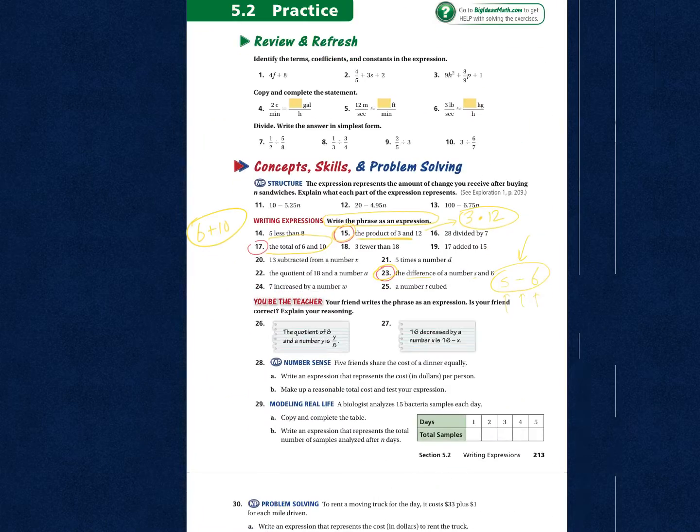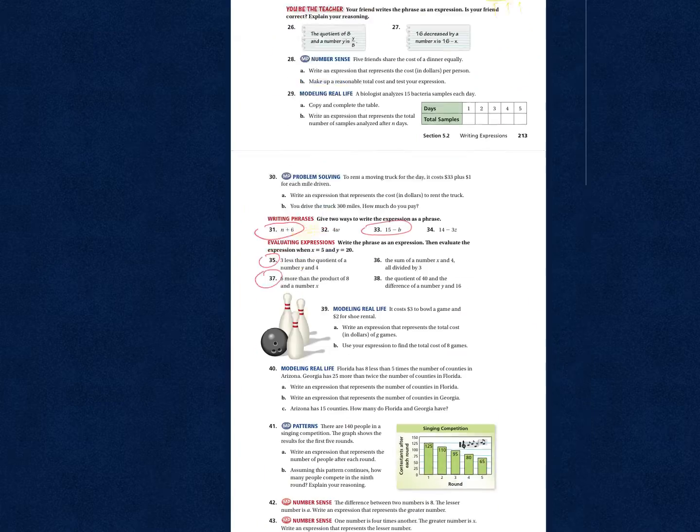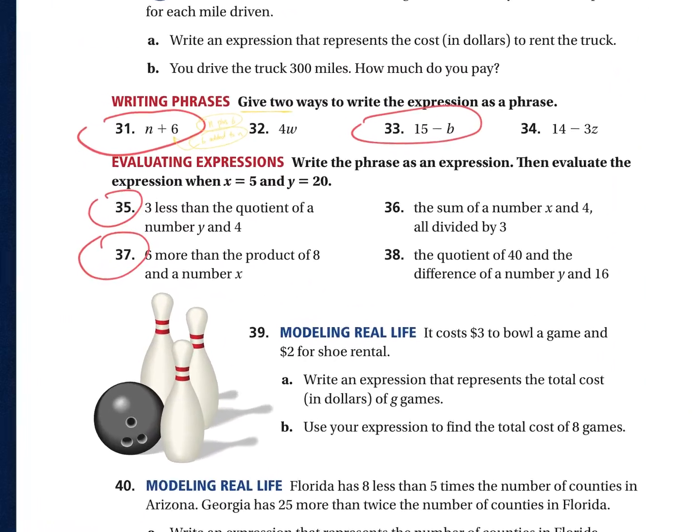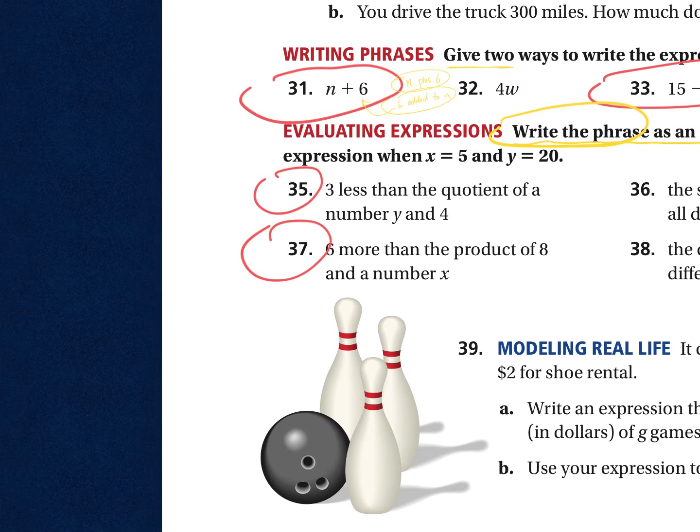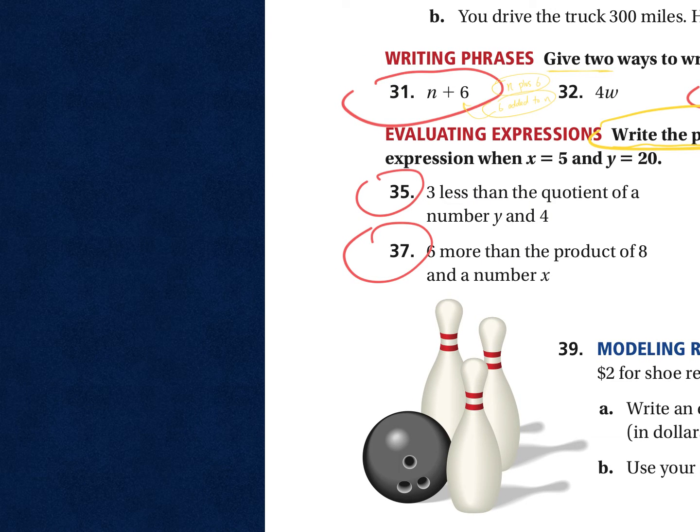And then the last thing I want to touch on is evaluating expressions, so number 35 and 37. Write the phrase as an expression, then evaluate the expression. So the first thing you're going to do is write the phrase, and then you're going to evaluate, which means you're going to find the answer. So these are a little more complicated. There's sort of 2 parts here.